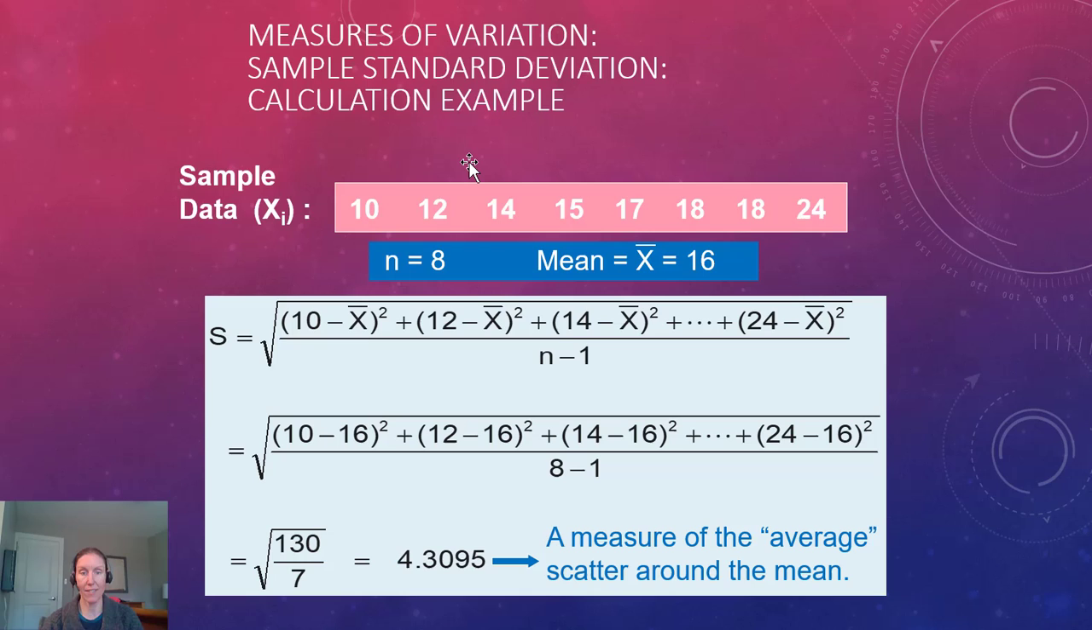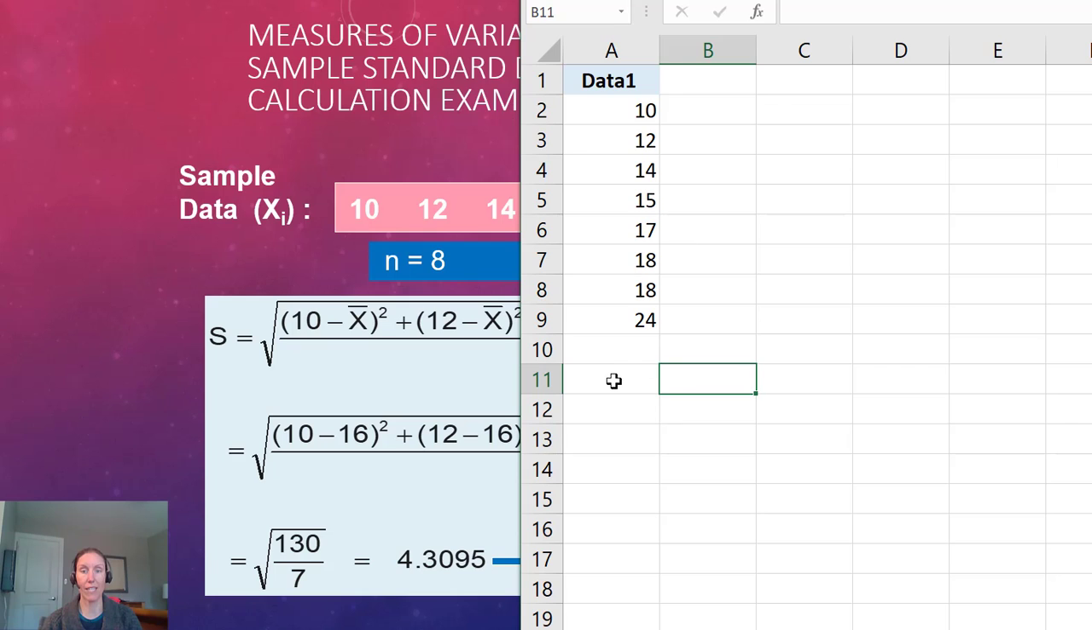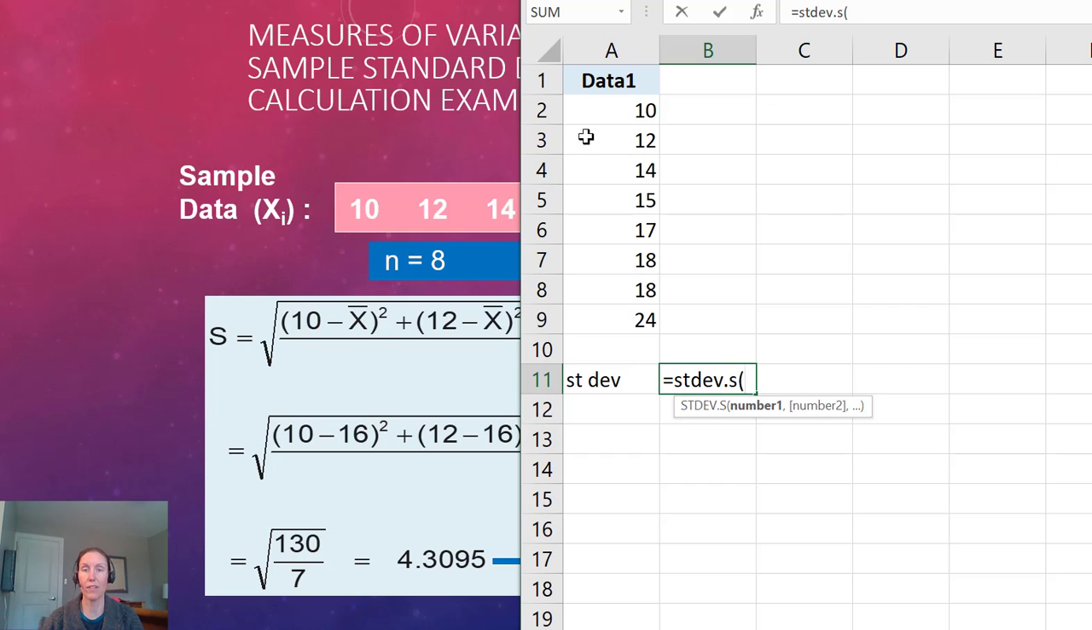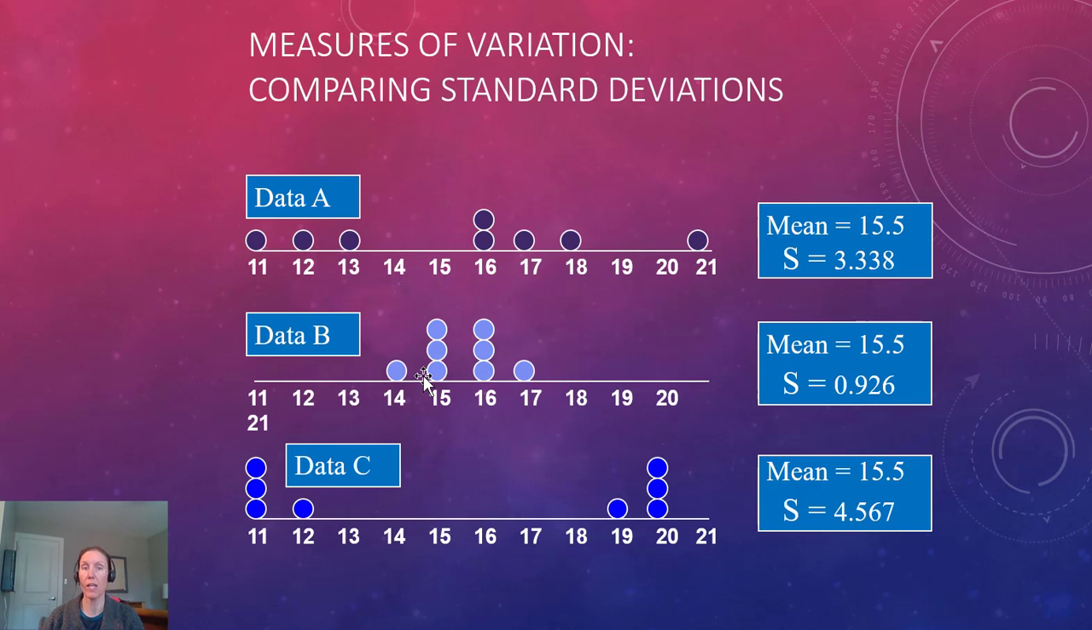Here, looking at this data set, here is the full calculation for these data values. Again, let's just look at that one in Excel here. Here is that same data set. If you would like to get the standard deviation, it's just stdev.s of these data values. So much faster. 4.3095, just like here. Okay, so feel free if you'd like to go get it, but you don't have to get it manually like this if you don't want.